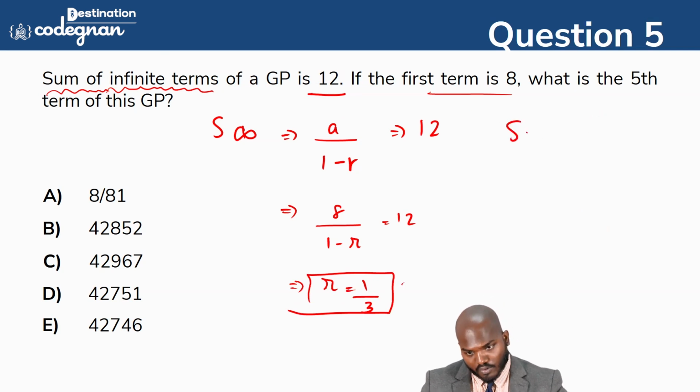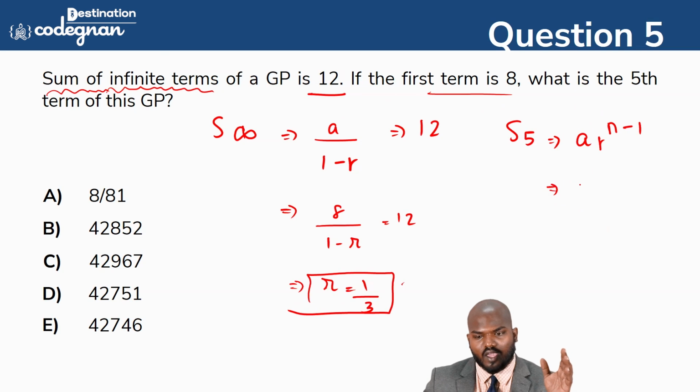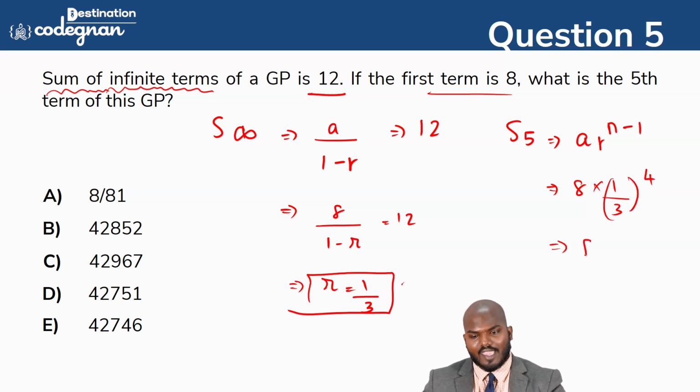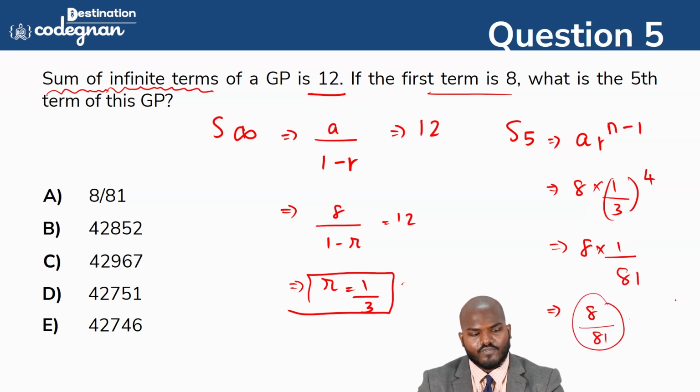So if you want to find the fifth term, we can use the formula A R power n minus 1. A is equal to 8, and R is 1 by 3. It is the fifth term, right? 5 minus 1 is 4. So 8 times 1 by 3 power 4, and 3 power 4 is 81. So the answer you will get here is 8 over 81.